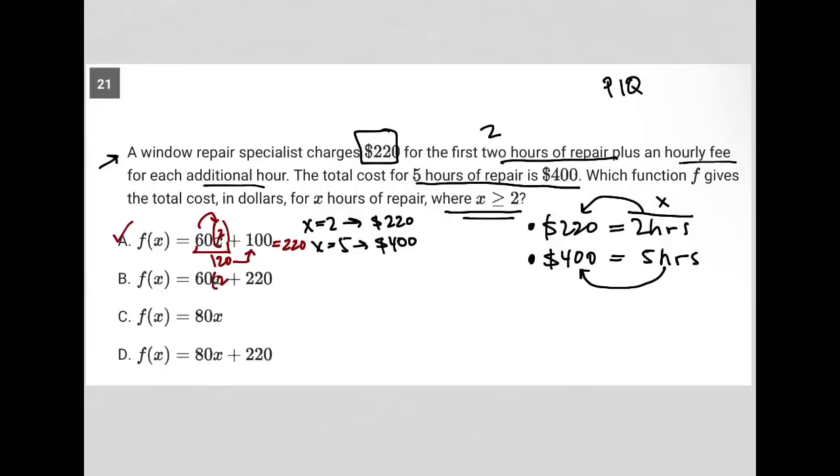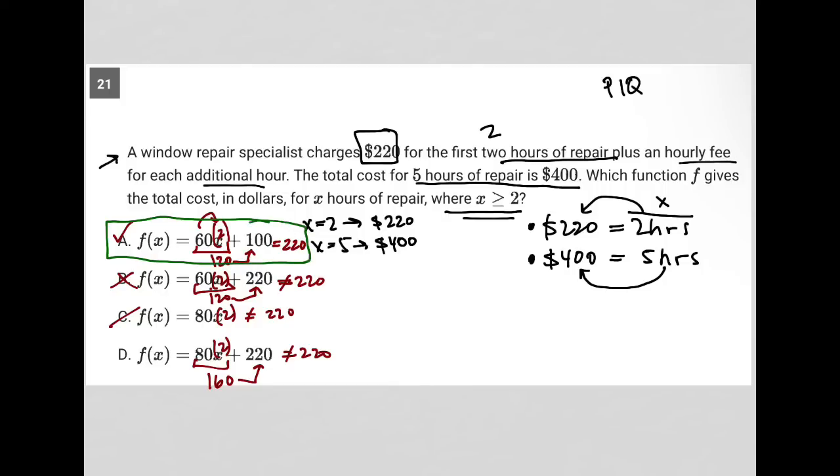If x were 2, I'd have 60 times 2, which is 120. 120 plus 220 is not equal to 220, so that's gone. Choice C, if x equals 2, 80 times 2 is also not 220, so that's gone. And choice D, if I had 80 times 2, that is 160. 160 plus 220 is also not 220. So we only really have one answer option here, and that is choice A.